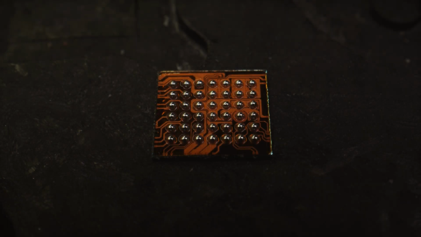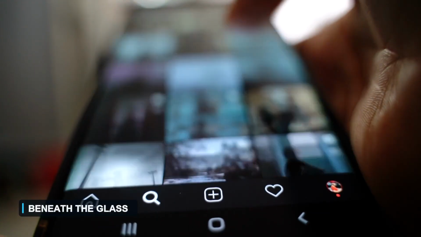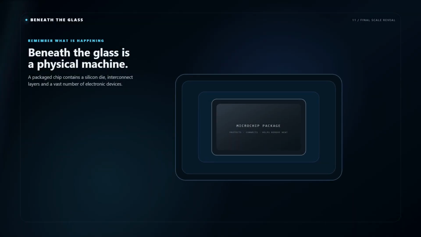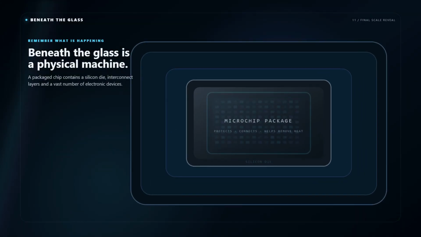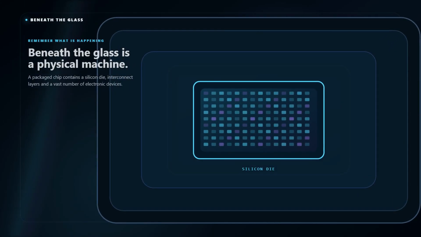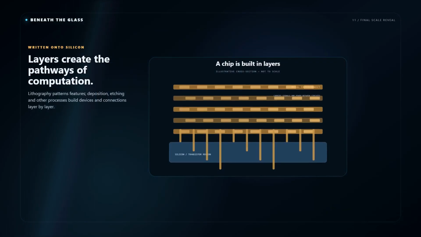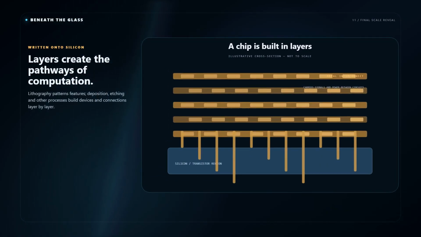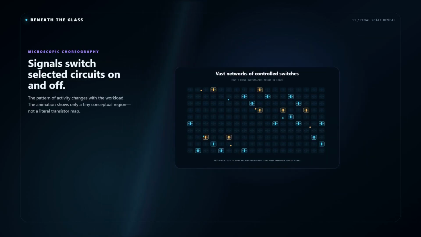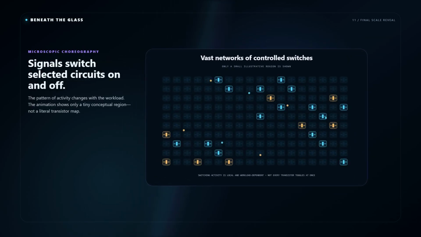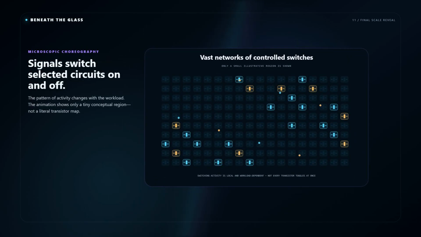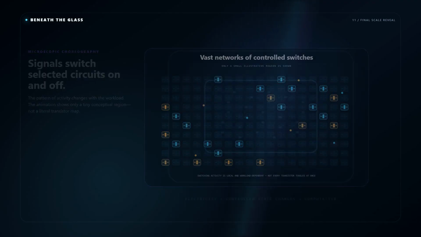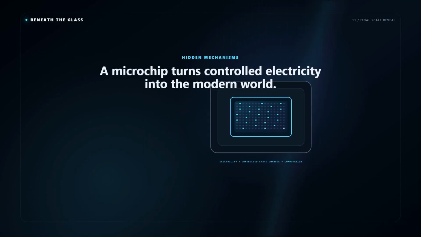So the next time you unlock your phone, play a game, send a message, or ask an AI a question, remember what is happening beneath the glass. Billions of microscopic switches are turning on and off in a choreography designed by humans and written onto silicon with light. A microchip is not just a piece of technology. It is a hidden machine that turns electricity into the modern world.